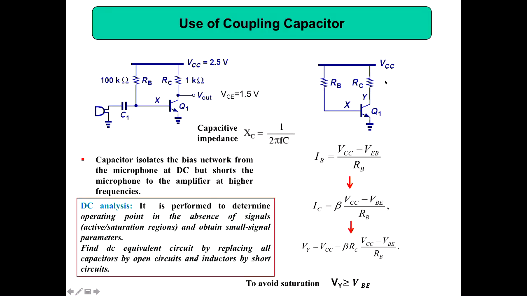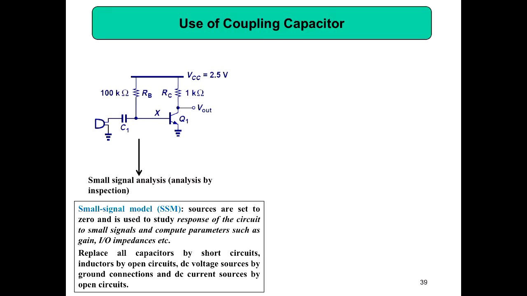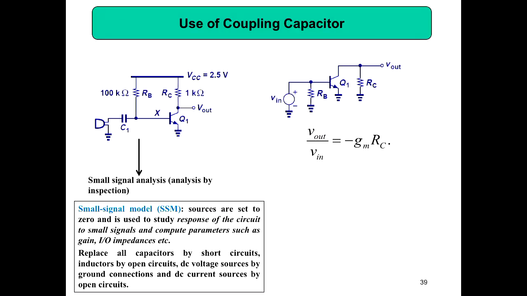After that, you can find the small signal. By applying these rules, you can find the small signal and derive the gain of the circuit. I have done the analysis by inspection here just to show you that we can find the gain. We already derived the expression for gain, which is equal to Vout by Vin equals minus gm into RC.